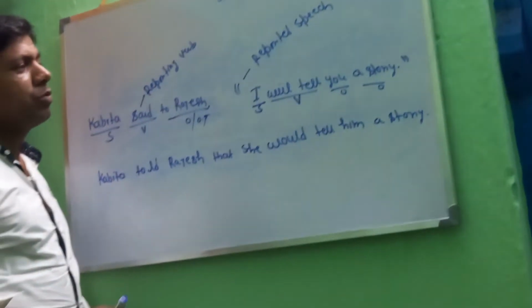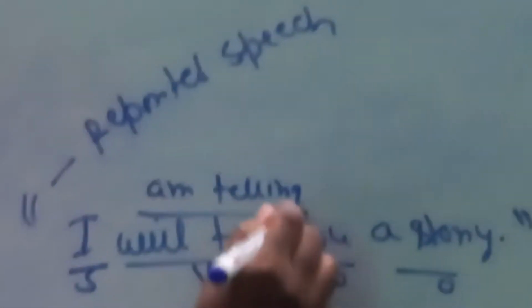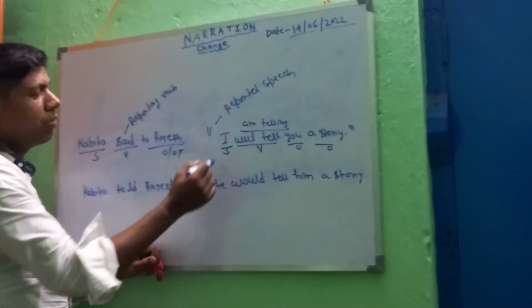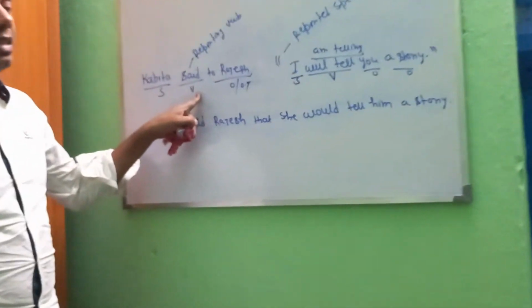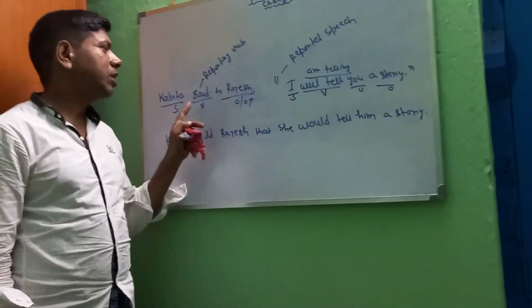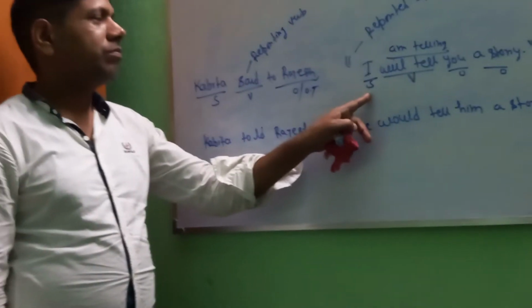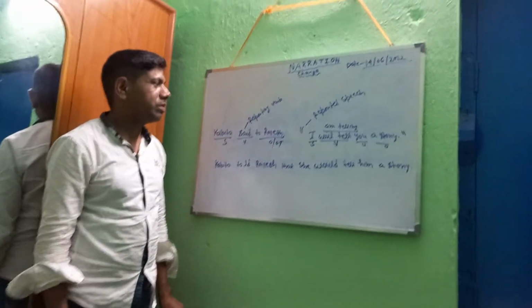Kavita said to Rajesh, suppose here I change it: "I am telling you a story." So "I" will change into the pronoun "she", then "she was telling", because here it is the past tense. So: Kavita told Rajesh that she was telling him a story, because present continuous tense changes into past continuous tense.